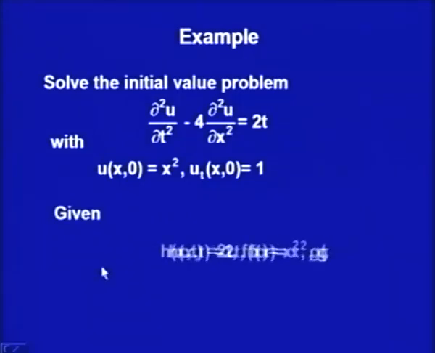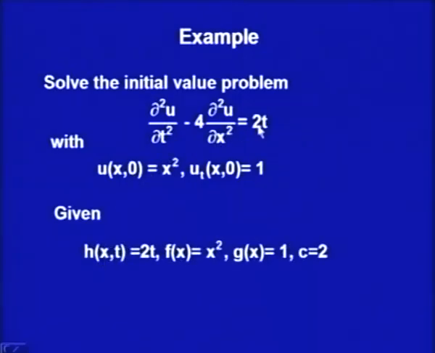So, we are being given here, on the right hand side, what we have denoted h(x, t), that is 2t, and the initial conditions we had used: u(x, 0) should be f(x). So, f(x) here is x squared and u_t(x, 0) is 1. So, g(x) is 1. Moreover, in the wave equation here we used to have c squared. So, c we could say is 2, because in the solutions we have x plus ct and x minus ct kind of thing. So, c is 2 here.